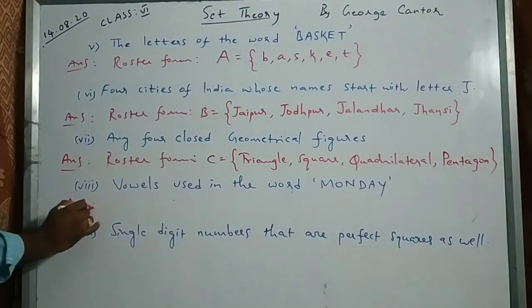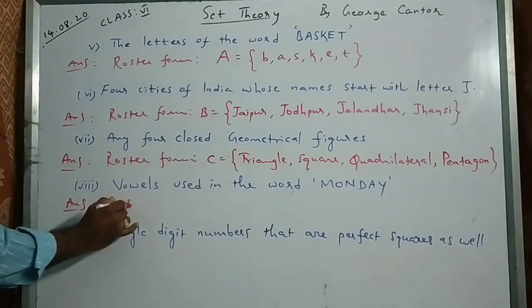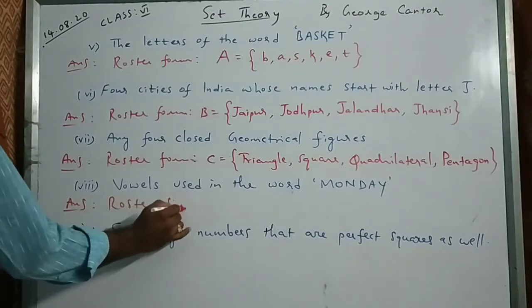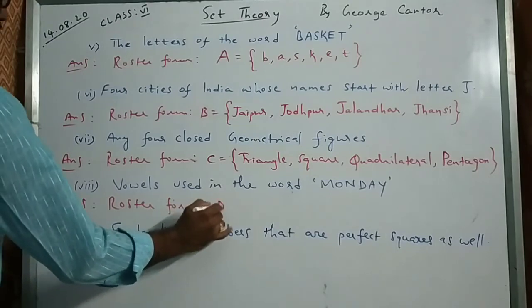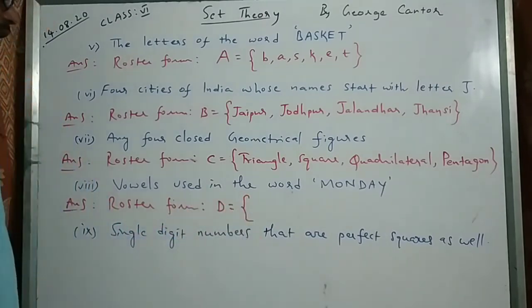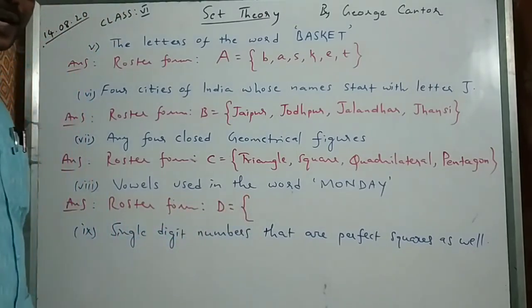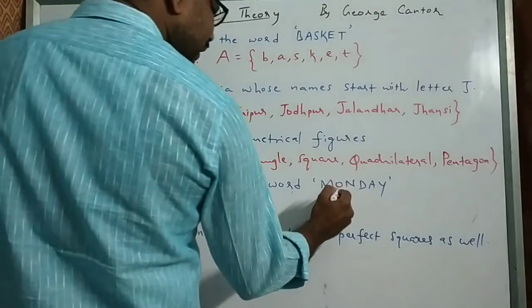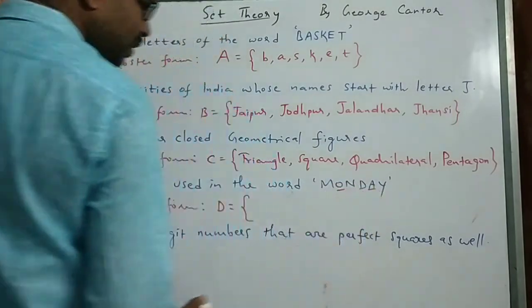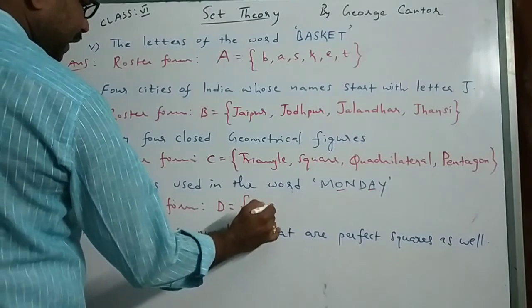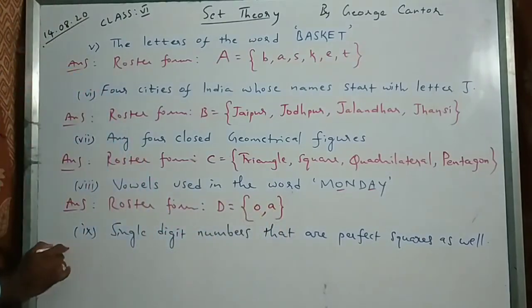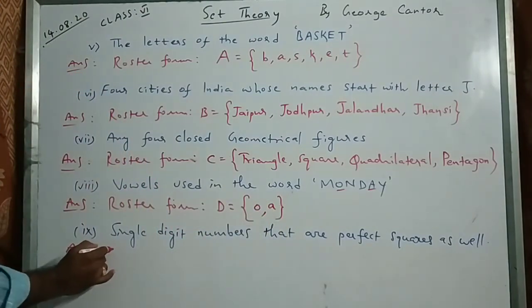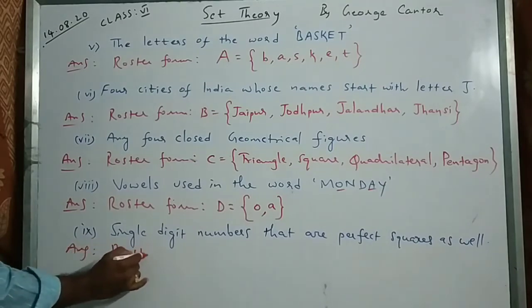Next. Vowels of the word Monday. What are the vowels here? Vowels means A, E, I, O, U. From this word, what are the vowels? O and A. That's all, no? So, O, comma, A. That's all. Vowels. Roster form.